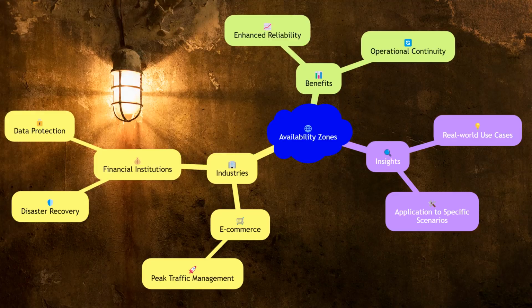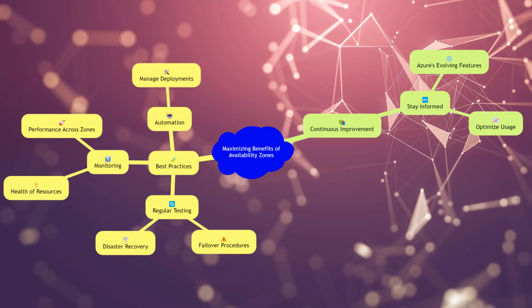Many organizations across various industries have successfully implemented availability zones to enhance their cloud infrastructure. For example, e-commerce platforms use availability zones to ensure their websites remain operational during peak traffic periods. Financial institutions leverage zones for disaster recovery and data protection. By examining these real-world use cases, businesses can gain insights into how availability zones can be applied to their specific scenarios.